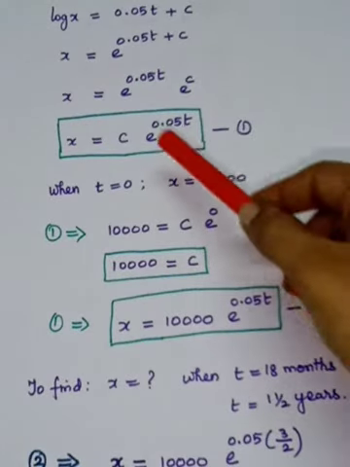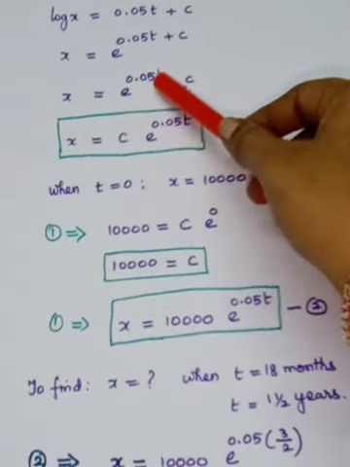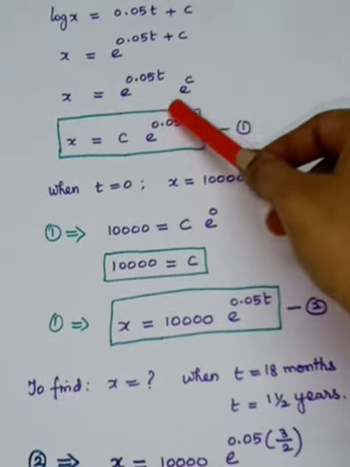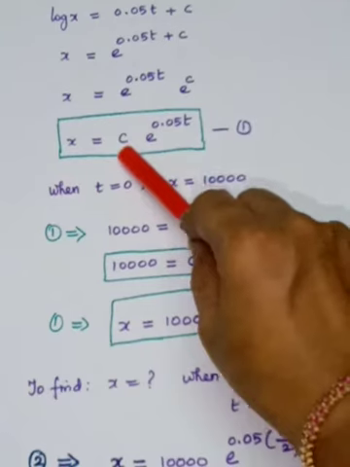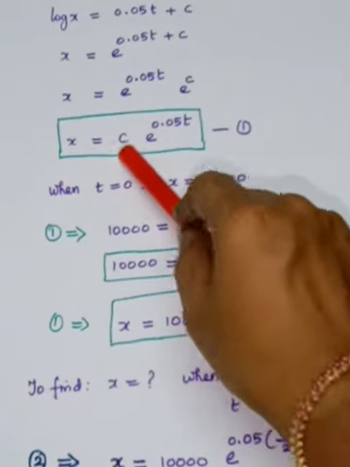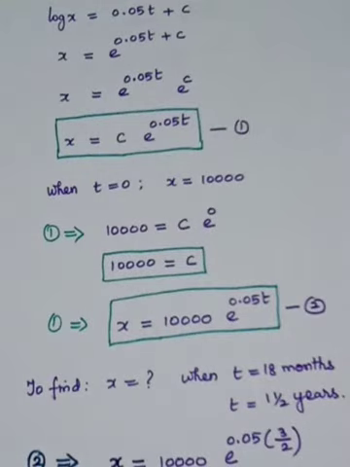How will it be written? e power 0.05t into e power c. So the whole e power c can be written as c. It's an arbitrary constant. So we formed the equation. So the second step is over. Next, third step, what do you have to do? You have to apply the initial condition.